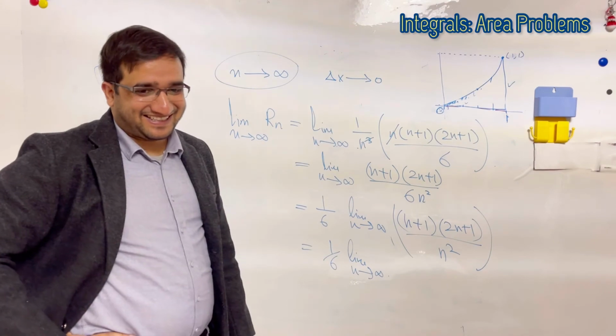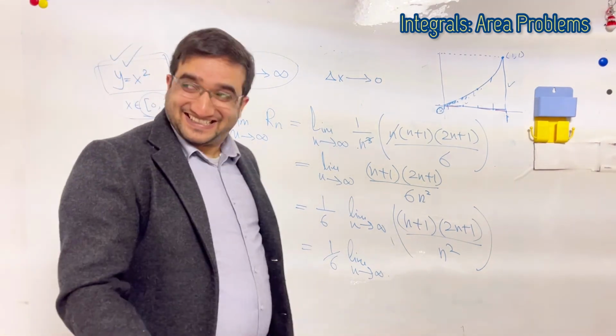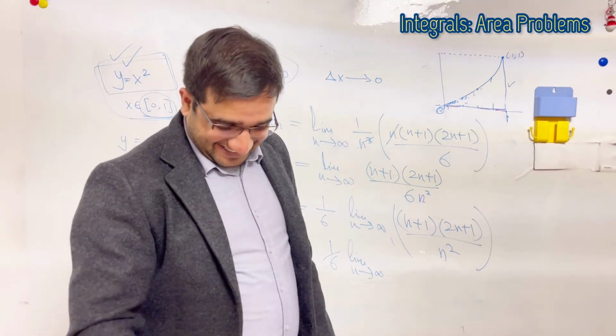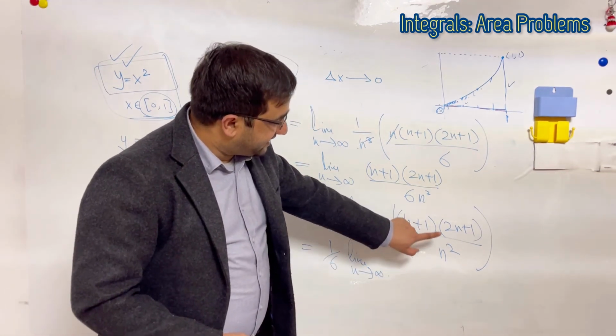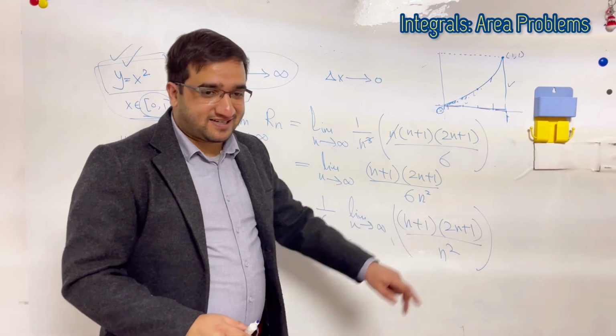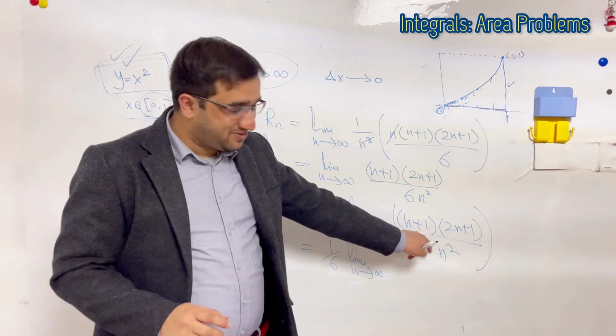Happening something? Can we directly apply a limit? No. If you directly apply the limit, it will become infinity. Oh, no. It will become infinity. That's not possible. You have to do something.